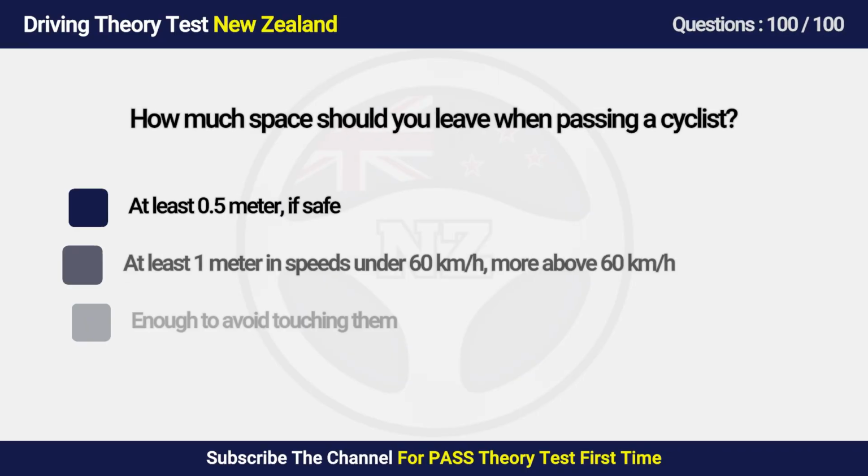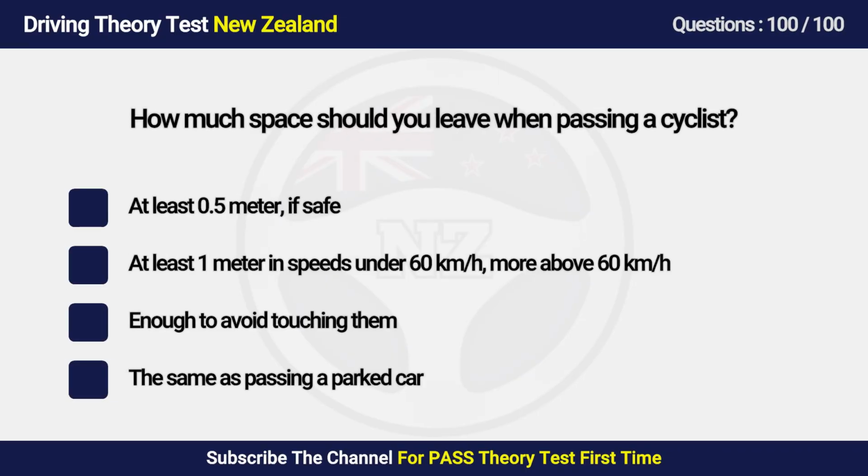Question 100. How much space should you leave when passing a cyclist? A. At least 0.5 meter if safe. B. At least 1 meter in speeds under 60 km per hour, more above 60 km per hour. C. Enough to avoid touching them. D. The same as passing a parked car.